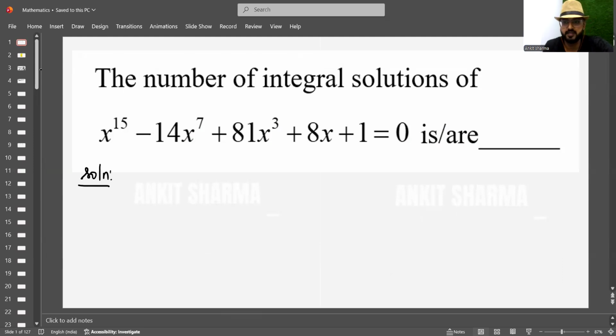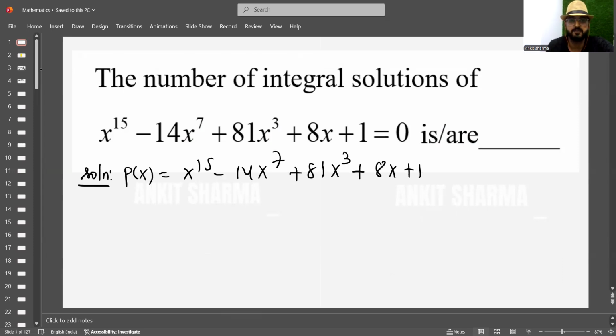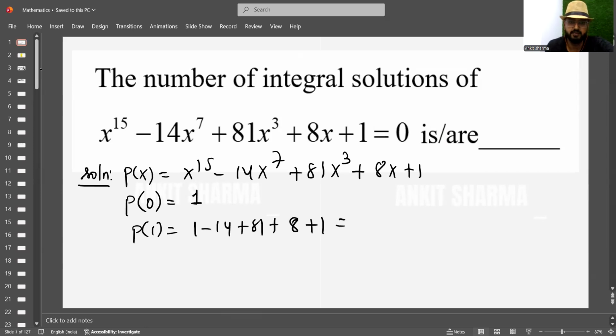So we have to find the number of integral solutions of this equation. So I'll take this polynomial P of x equal to x to the power 15 minus 14x to the power 7 plus 81x to the power 3 plus 8x plus 1. So directly I would see here P of 0, which turns out to be 1. And I'll find out now P of 1. P of 1 turns out to be 1 minus 14 plus 81 plus 8 plus 1, which is 81, 8 plus 1, 9, plus 81 plus 9, 90 plus 1, 91, minus 14.